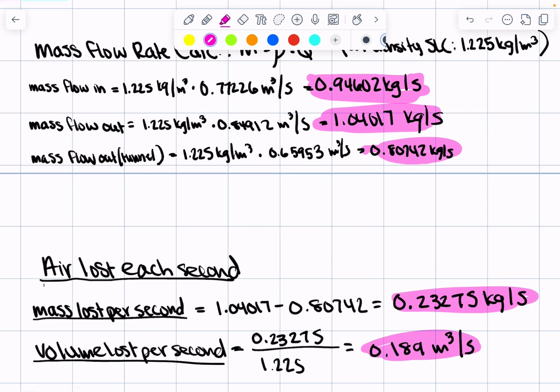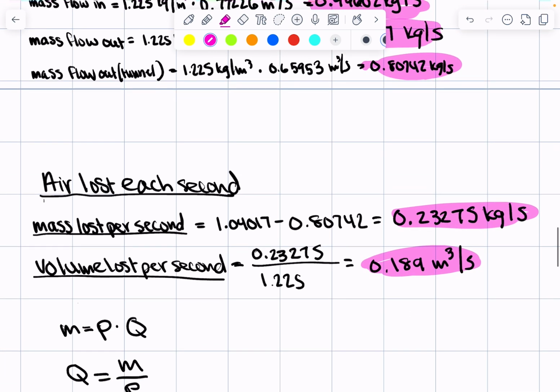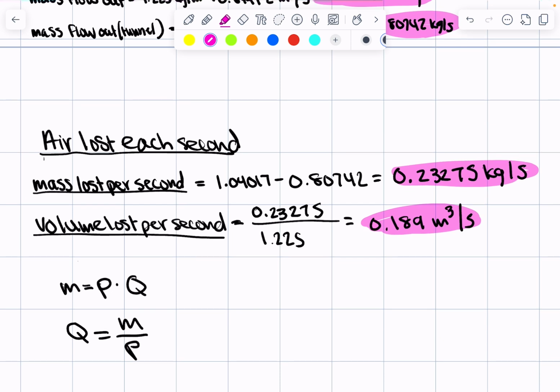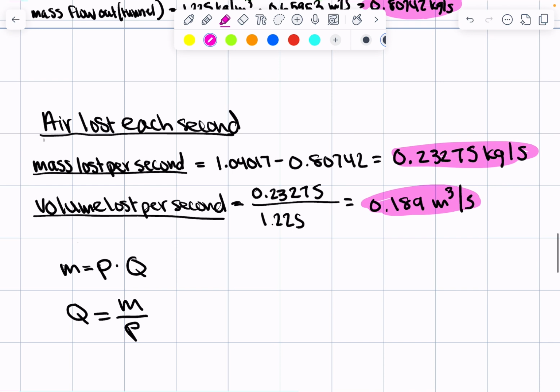Then I rearranged the mass flow rate formula to solve for flow rate, or to solve for the volume loss per second. So I plugged in the mass loss per second over the density of the air, which gave me a volume loss per second of 0.189 meters cubed per second.